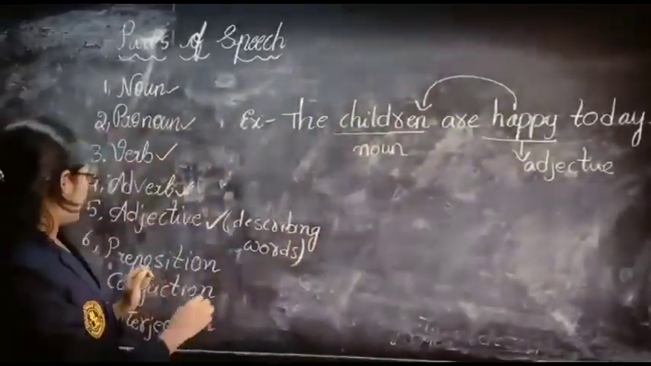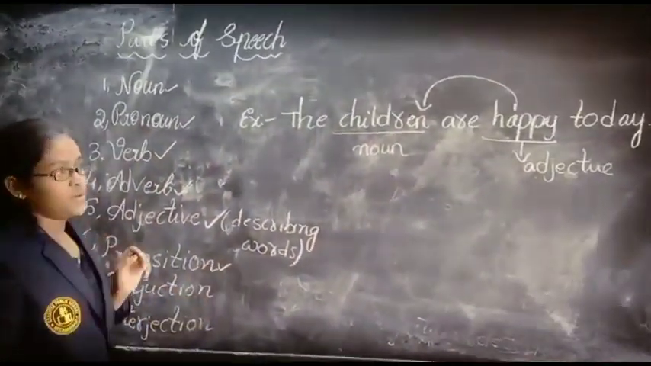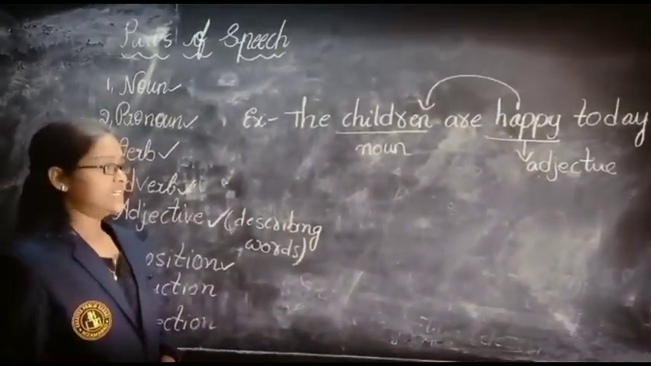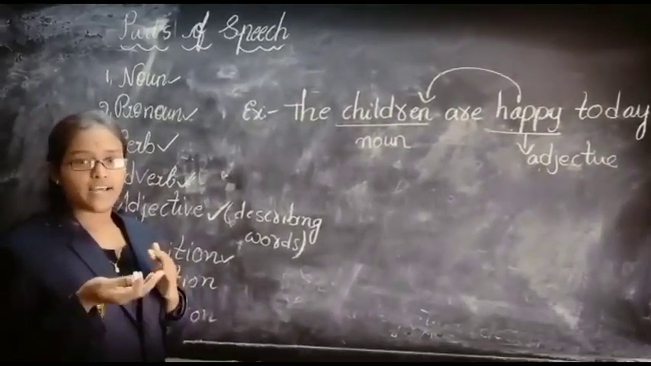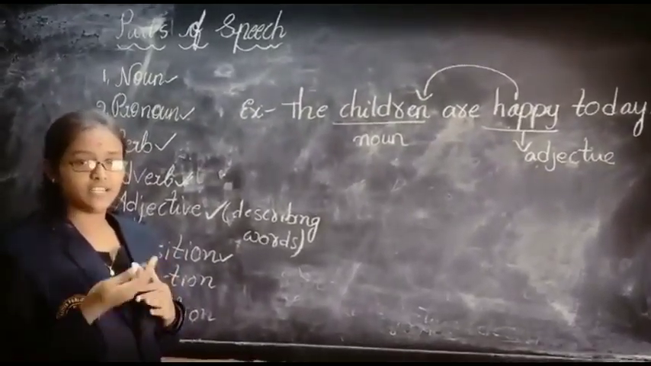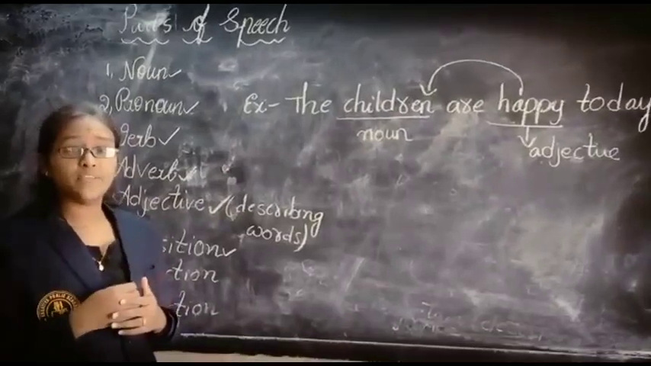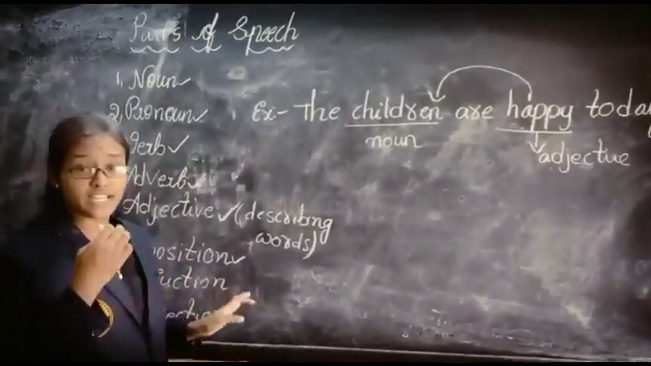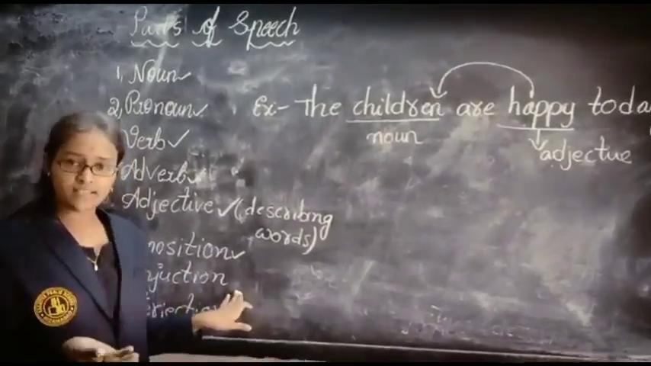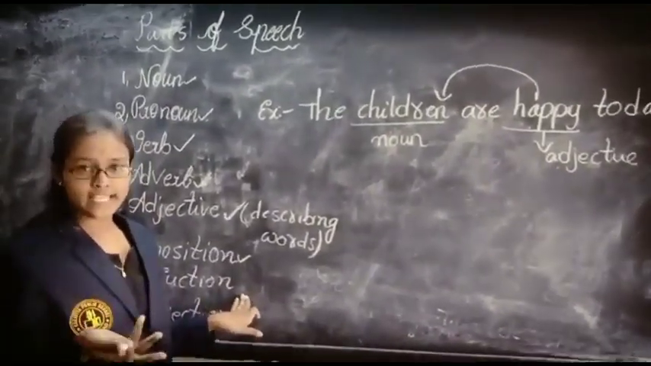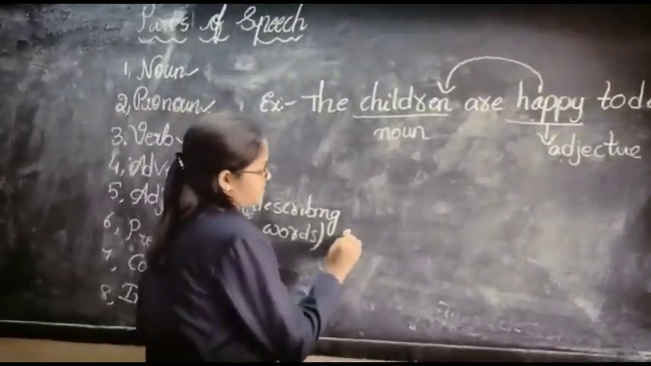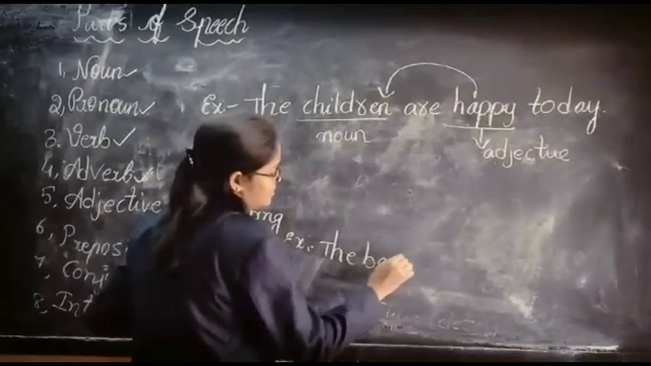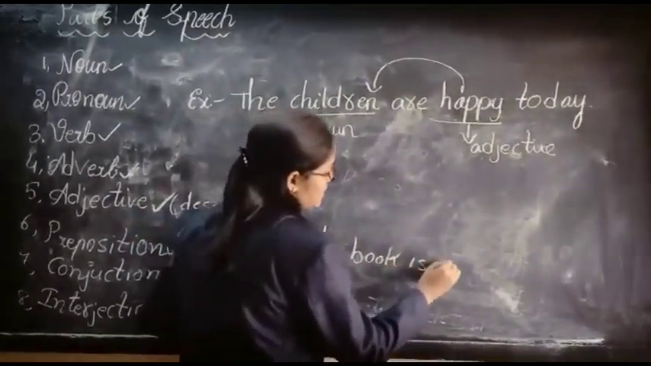So next one is preposition. Preposition means words that tell where a person, animal or thing is. It is going to tell us about the position of persons, animals or things. Let us see one example: The book is on the table.